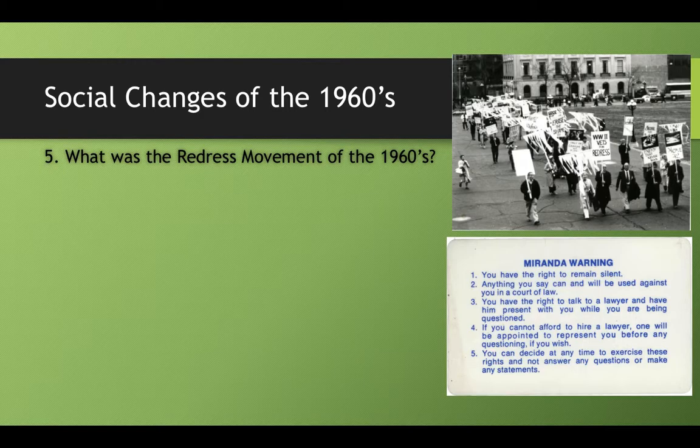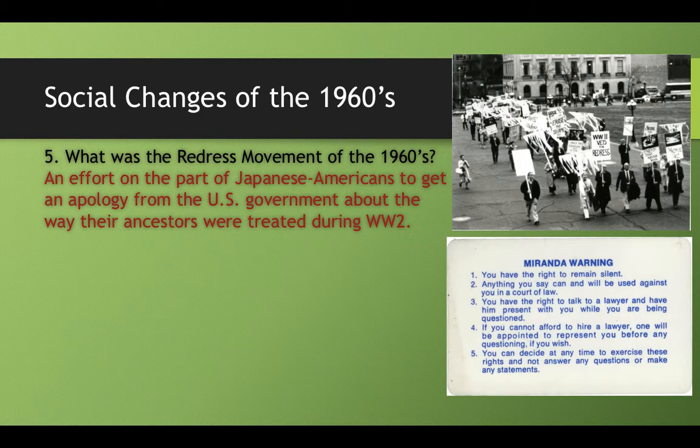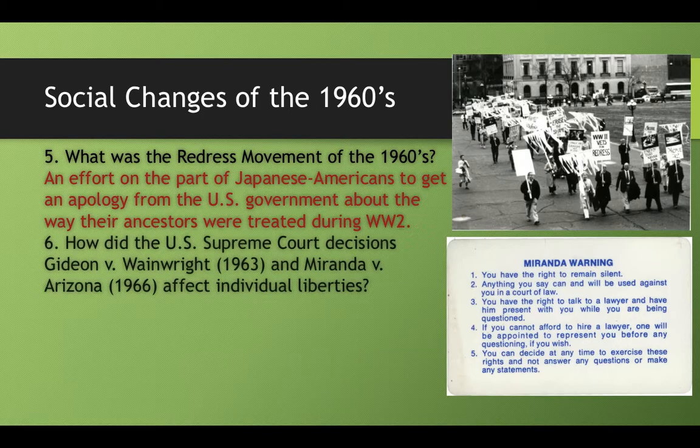All right, now moving on to the redress movement of the 1960s. Like I said, we've touched on this a little bit before. This was the effort on the part of Japanese Americans to get an apology from the U.S. government about the way that their ancestors were treated during the Second World War with the Japanese American internment. Eventually, they did get an apology from President Ford in 1975, and eventually in 1988, President Reagan gave reparations, $20,000 of reparations, to all of the tens of thousands of survivors of the internment camps.